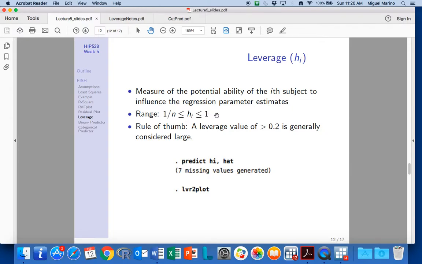And so the formula for leverage is pretty complicated, so I won't really show it, but the idea here is that this formula will calculate a leverage statistic for every patient or every subject, and the range will always be bounded between 1 over n, where n is the sample size, and all the way up to 1. For the most part, the rule of thumb is that a leverage value of greater than 0.2 is generally considered large.